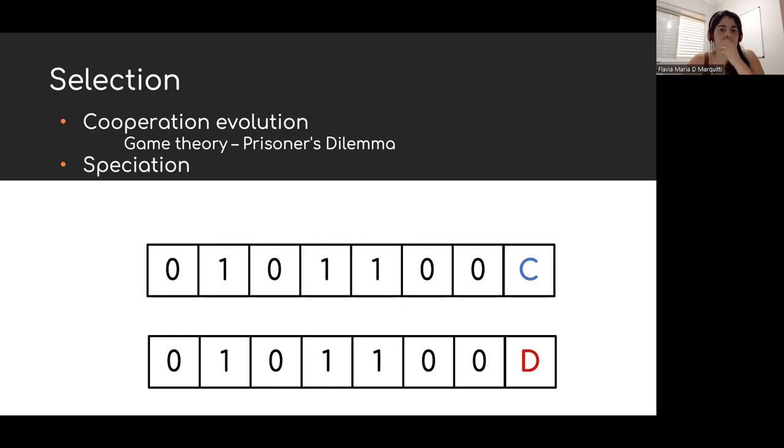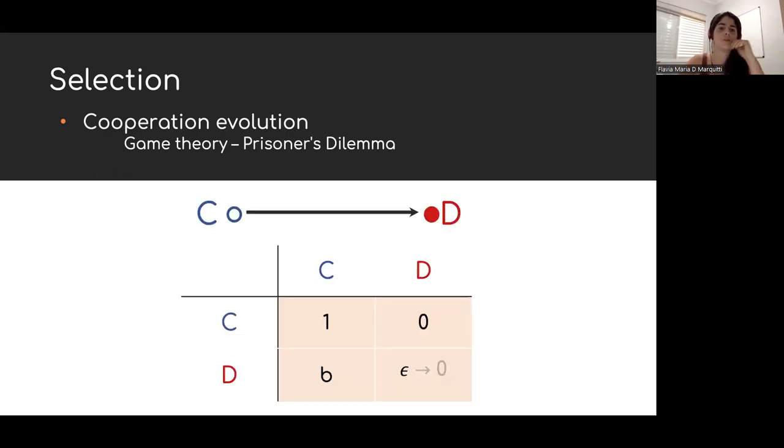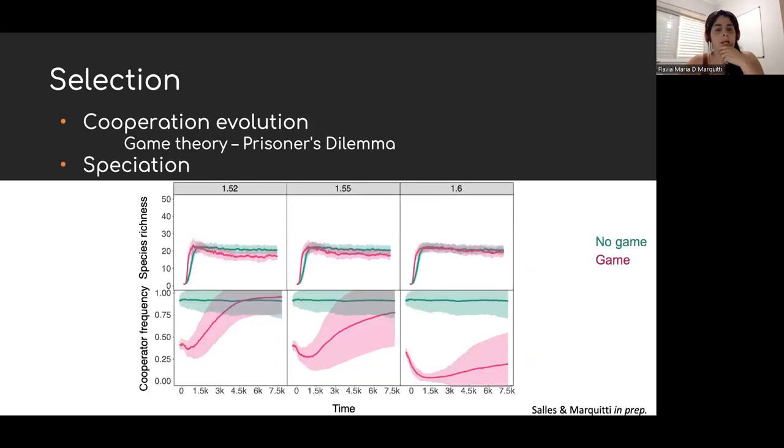So we did this. We used the game theoretical approach with the prisoner's dilemma, and we wanted to understand how speciation affects cooperation evolution and how cooperation evolution affects the speciation process. To do this, we worked with a very similar matrix to the one Novak used. It's a simple prisoner's dilemma game.